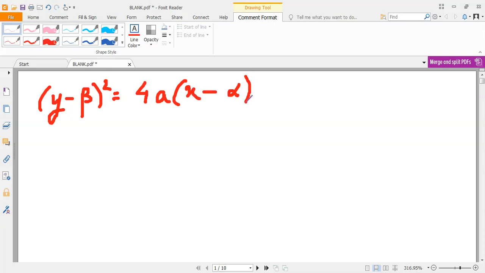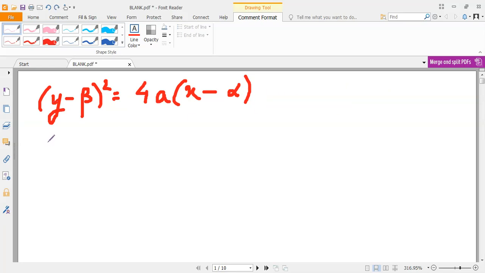So in that case, based on the value of a, whether it is positive or negative, my graph for the parabola can look either like this or like this. This is for this form, y minus beta whole square equal to 4a times x minus alpha, and we know that the vertex of the parabola will be at alpha comma beta. That is when y is raised to the power 2. This is one form of the parabola.